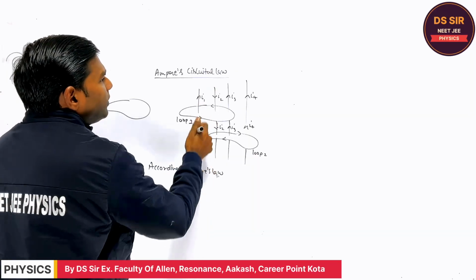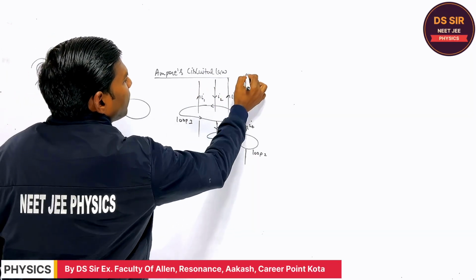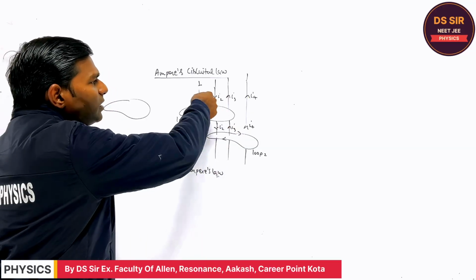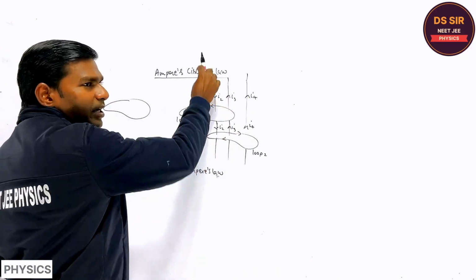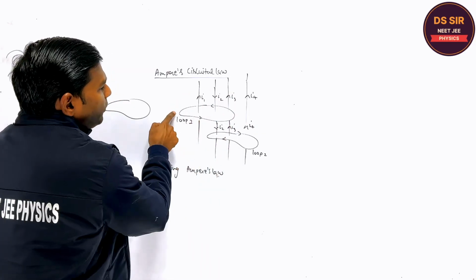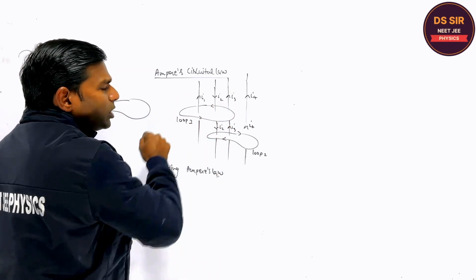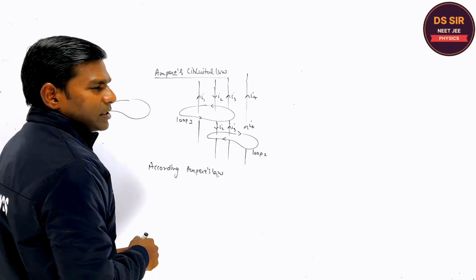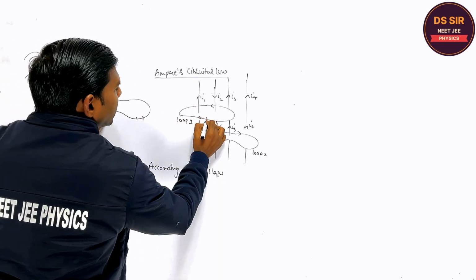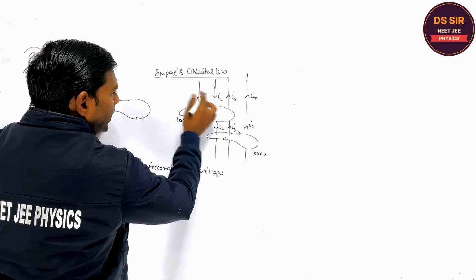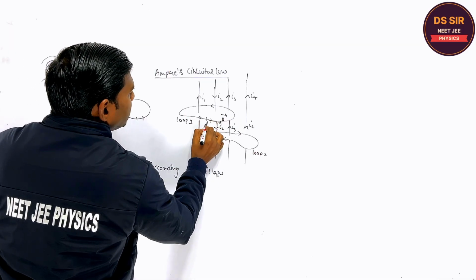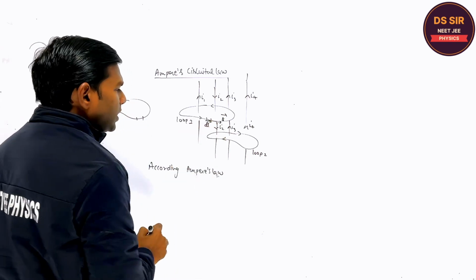When a current carrying wire is there, suppose this is the infinite wire, or the finite wire, around it magnetic field is produced. And if you consider an imaginary loop and the orientation is like this, so according to Ampere's law, if the magnetic field is produced, suppose it is vector B, and this is the elemental portion dl.